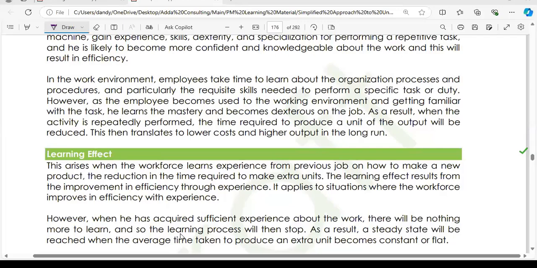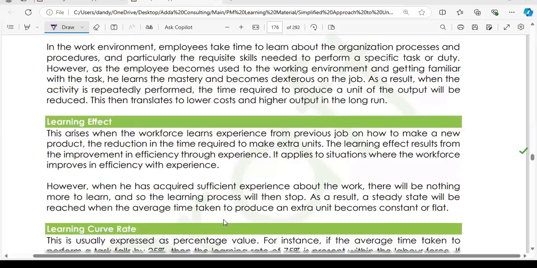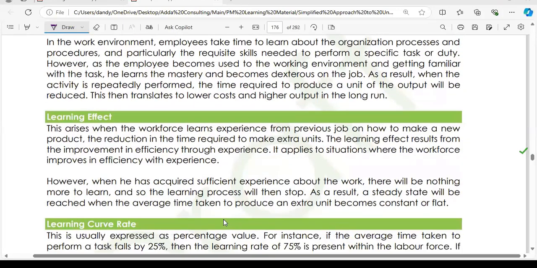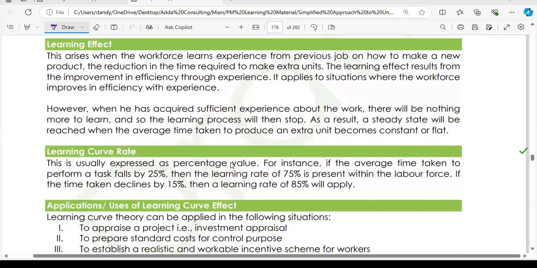So this is what this is saying. Because you have acquired sufficient experience on the job, there will be nothing more to learn. And so the learning process will then stop. As a result, a steady rate will be reached when the average time taken to produce an extra unit becomes constant or flat. It will not increase again. Okay, so it will not reduce. It will just become flat, because there's nothing you are gaining, you are not learning anything again. So that is learning effects.